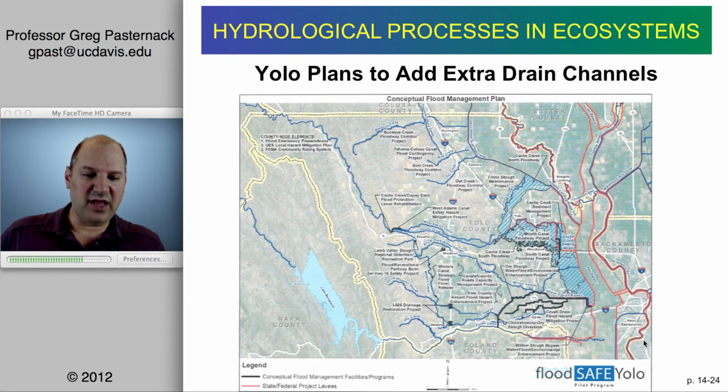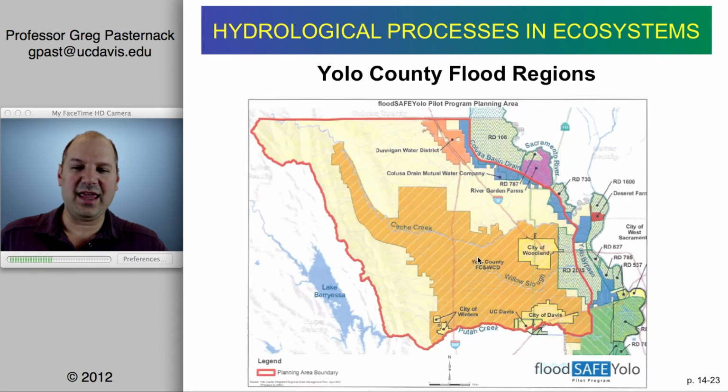So as part of this flood-safe pilot program for Yolo, there's a plan to extend channels. Notice these black lines and then the red are levees, but there's an extension of channels that they want to do, largely around Davis and secondarily with Woodland. But the problem here basically is water can't get out. So if I go back, the water can't get off of this orange hashed area.